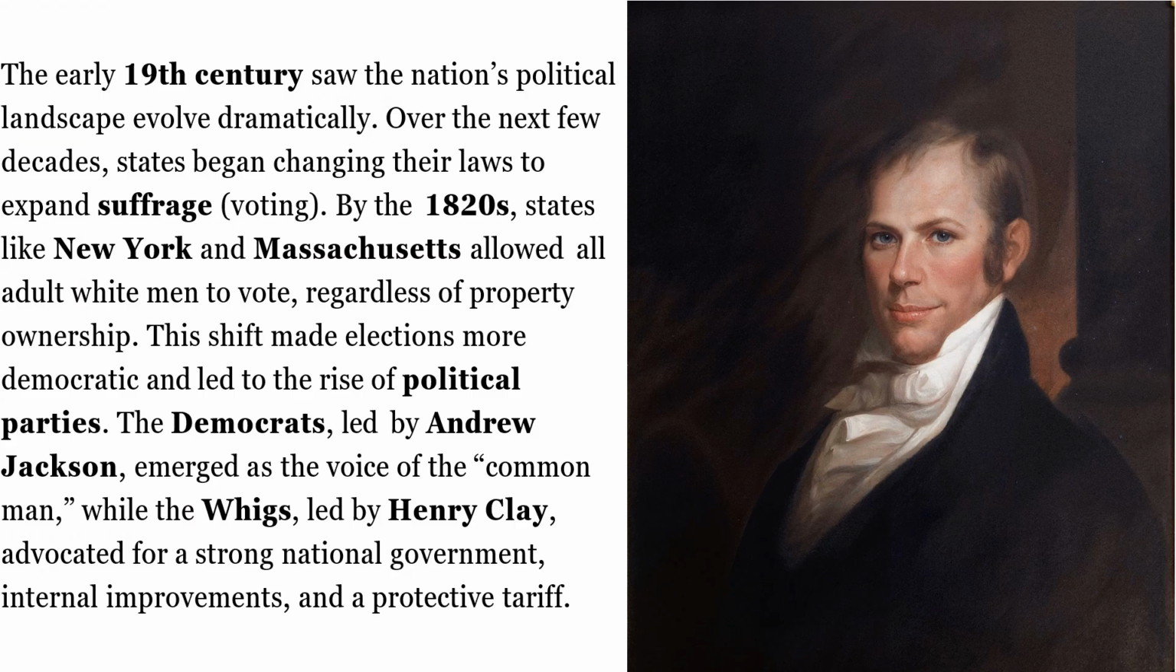The early 19th century saw the nation's political landscape evolve dramatically. Over the next few decades, states began changing their laws to expand suffrage, or voting. By the 1820s, states like New York and Massachusetts allowed all adult white men to vote, regardless of property ownership. This shift made elections more democratic and led to the rise of political parties. The Democrats, led by Andrew Jackson, emerged as the voice of the common man, while the Whigs, led by Henry Clay, advocated for a strong national government, internal improvements, and a protective tariff.